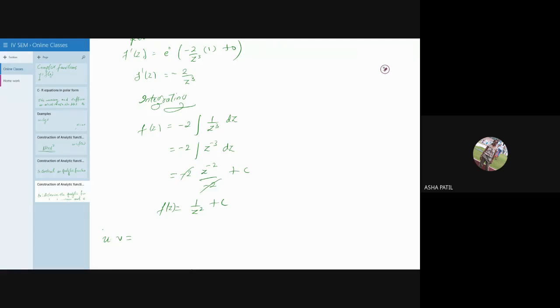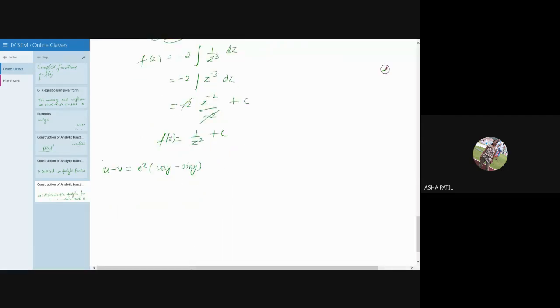u minus v is given. u minus v is e raised to x into cos y minus sin y. Answer is e raised to z plus c.